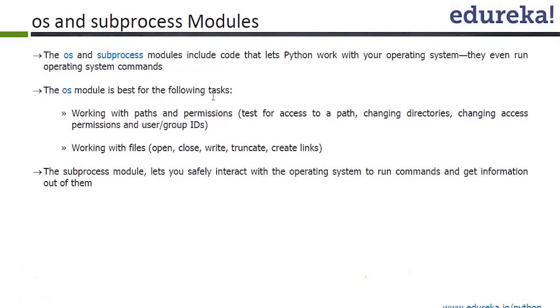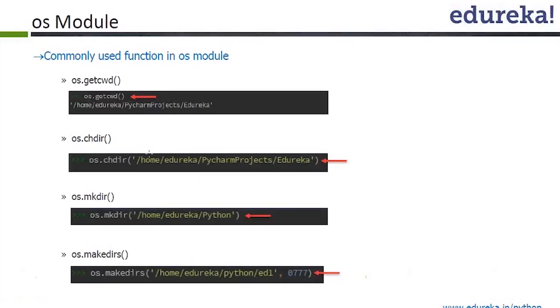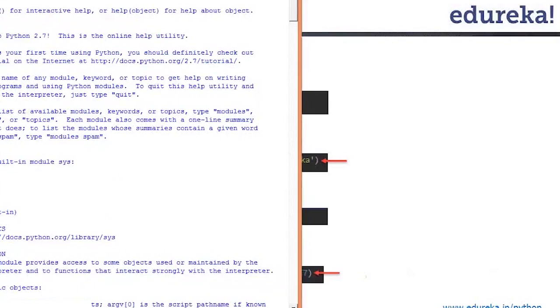The OS module is best for the following tasks. I'll give you an example as to where the OS module is used. Working with paths and permissions, that's where the OS module is used. Working with files, that's where the OS module is used. The subprocess module lets you safely interact with the operating system to run commands and get information out of them. So subprocess acts as an interface between your program and your OS, and the OS module takes care of interacting with the OS. Now let me show this.